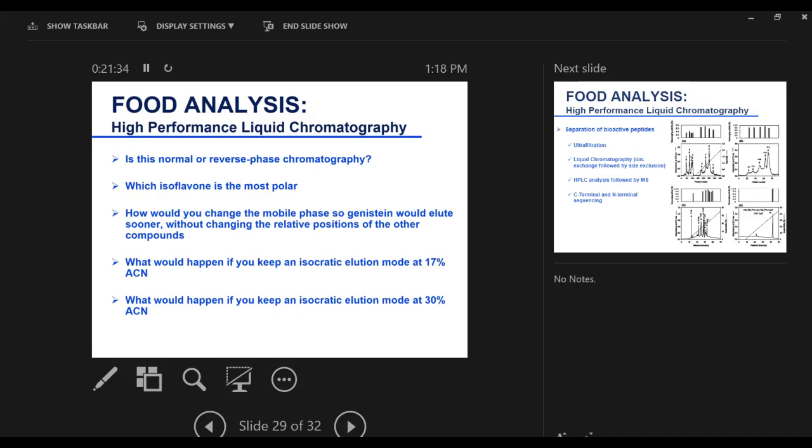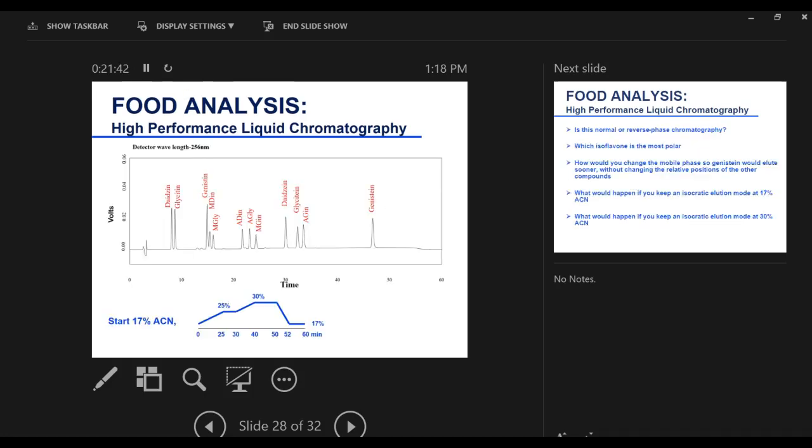Okay, one last one. What would happen if you keep an isocratic elution at 30% acetonitrile? So that means I'm starting at 30%. Instead of starting at 17, I'm starting at 30 and keeping it 30 the whole time. What would happen? They will all be faster. Exactly, for sure. They will come out super fast.